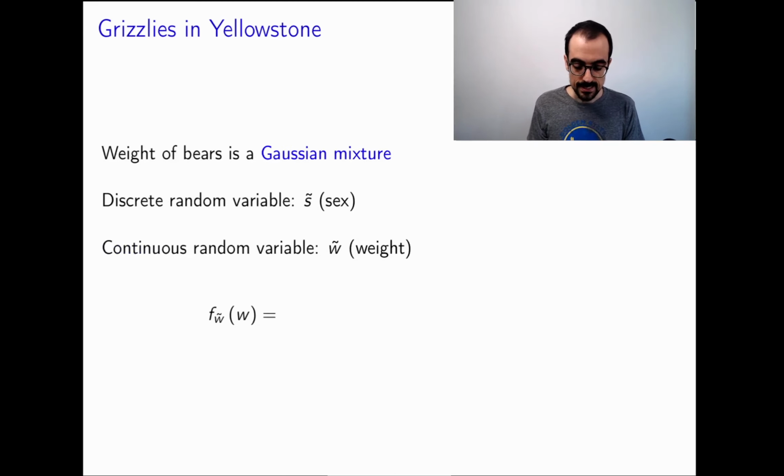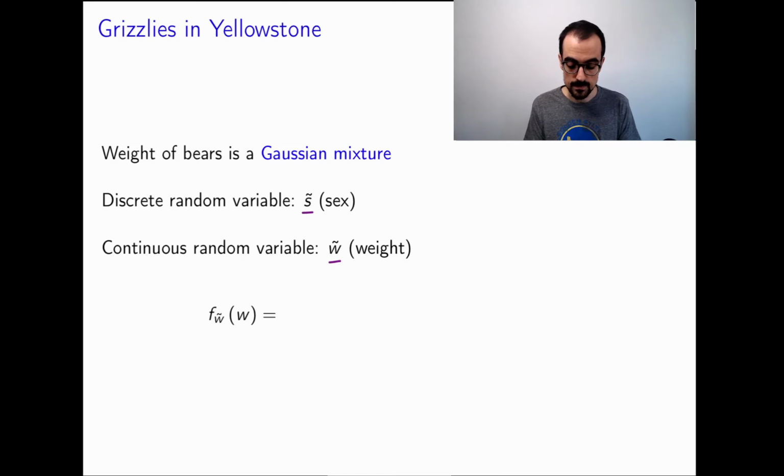So we define, this is actually going to be a Gaussian mixture. You might have heard of Gaussian mixture models, which are used to perform clustering. Well, this is going to be a Gaussian mixture model. We'll see in a moment why it's called a Gaussian mixture model. We define a discrete random variable S, which represents the sex of the grizzly, and a continuous random variable W, which is the weight of the grizzly.